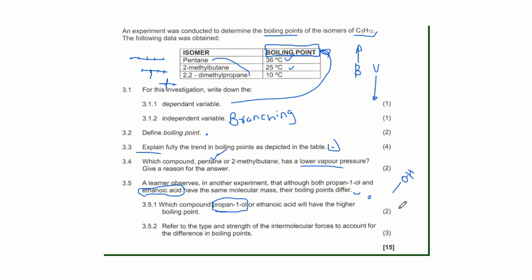But the ethanoic acid now will have 2 hydrogen bonds between the adjacent molecules. And then we will have OH, right? Double bond O. So it will have two hydrogen bonds, right? So that's the explanation it will give you when they say refer to the type and strengths of the intermolecular forces to account for the difference in boiling point. Ethanoic acid has two hydrogen bonds between the adjacent molecules, but alcohol or propanol has one hydrogen bond between the adjacent molecules, and that's it.